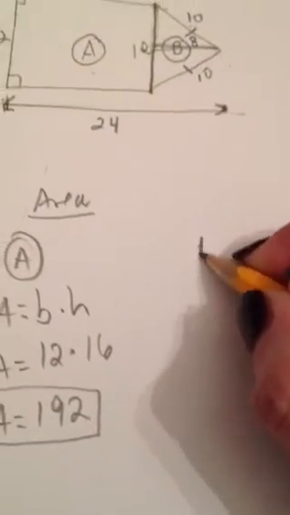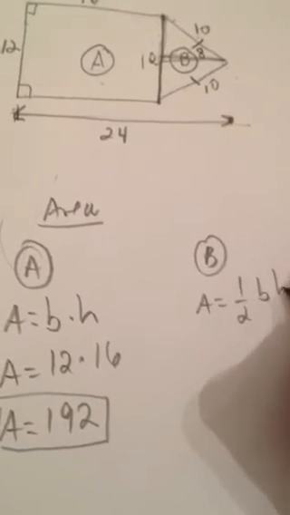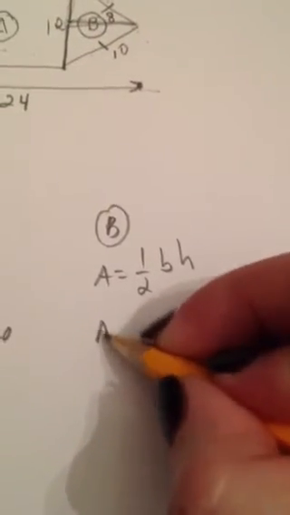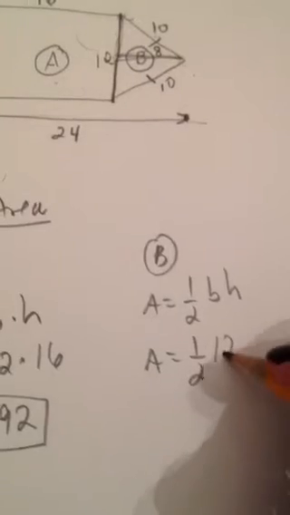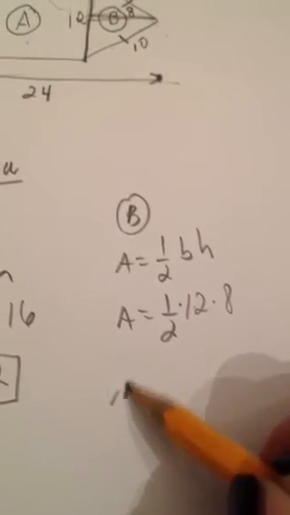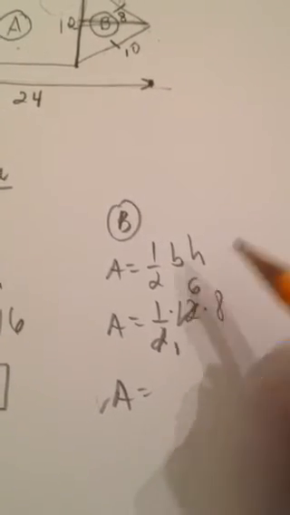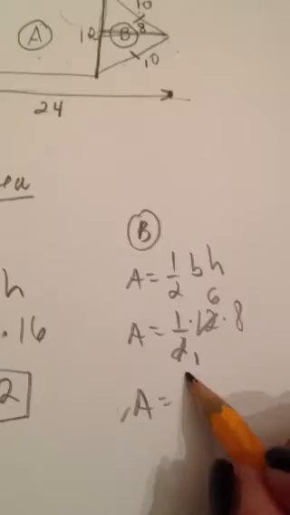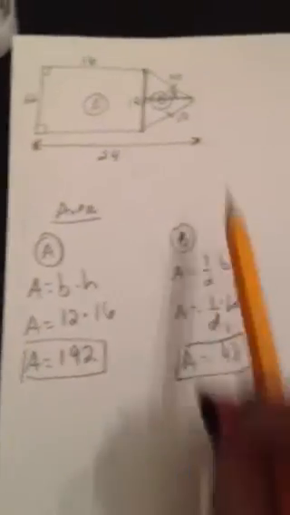B is going to be a triangle, so let's write down our formula, one half times base times height, and that is going to be 1/2 times the base, which was, remember, 12, and the height, which is 8. 12 times 8, and I'm going to simplify here, and that's going to be 6. So 6 times 8 is 48. So now I have the areas of the two different shapes.